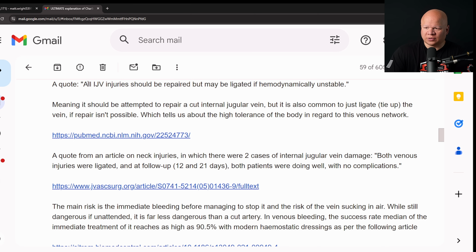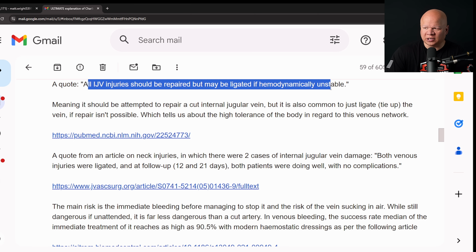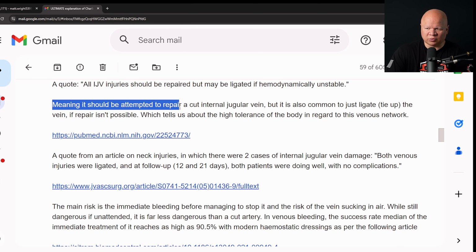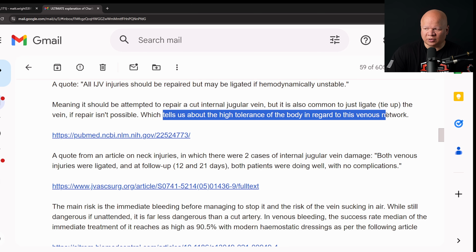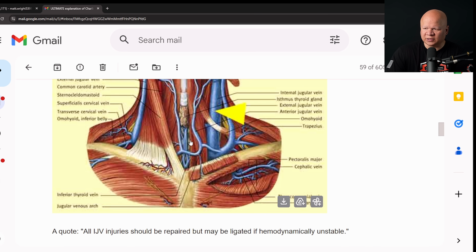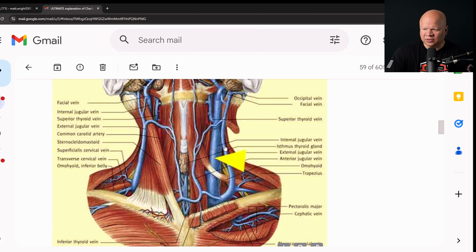A quote: "All IJV injuries should be repaired, but may be ligated if hemodynamically unstable," meaning it should be attempted to repair a cut internal jugular vein, but it's also common to just ligate or tie it up if the repair is impossible, which tells us about the high tolerance of the body in regard to this venous network. So he or she is basically saying if one of these veins in here gets hit, most likely they will seal it off because there's plenty of other networks to carry the blood around.